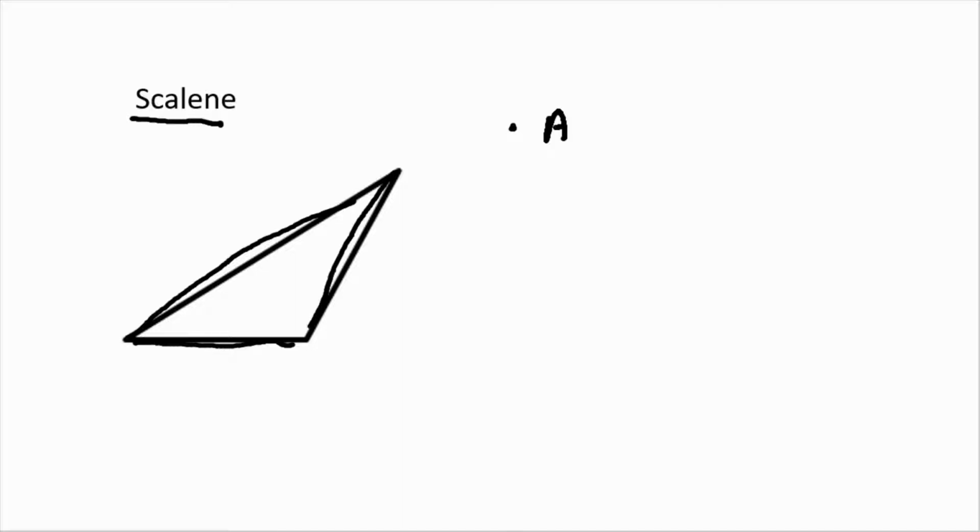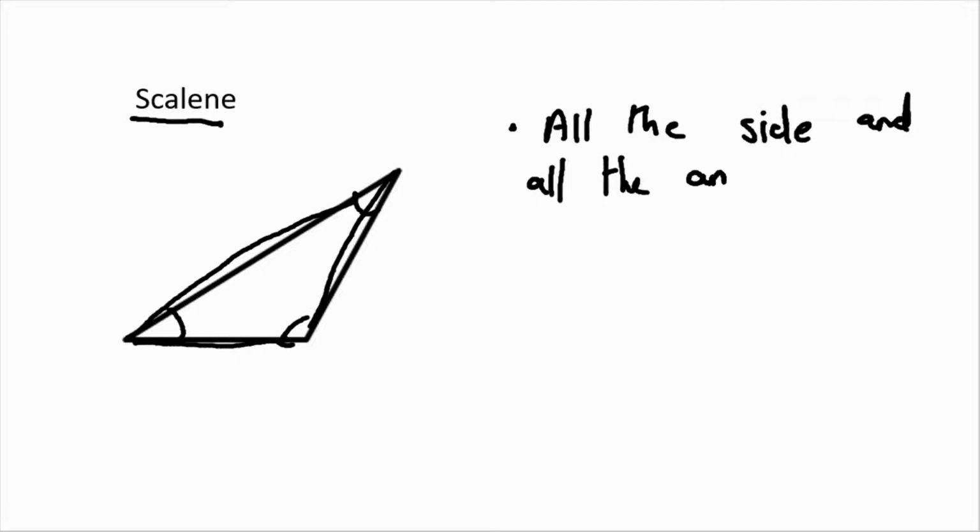So all the sides, and if all the sides are different, all the angles will be different. So all the sides and all the angles are different. Now for scalene triangles, this is kind of their one key property, and there's not much else really to say about them.